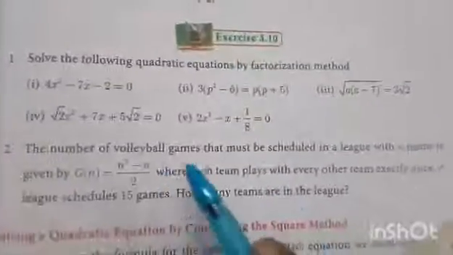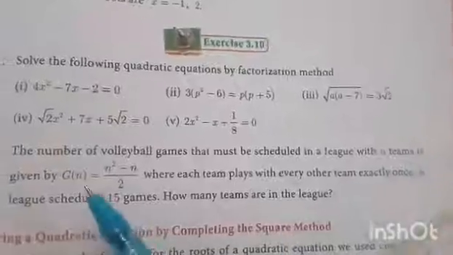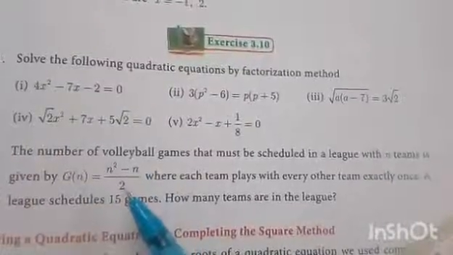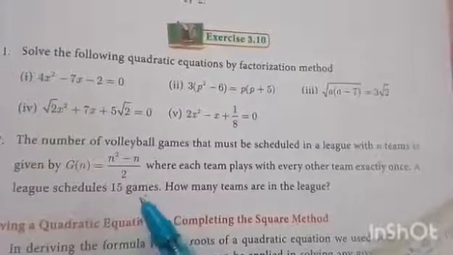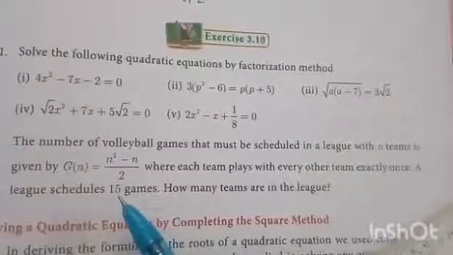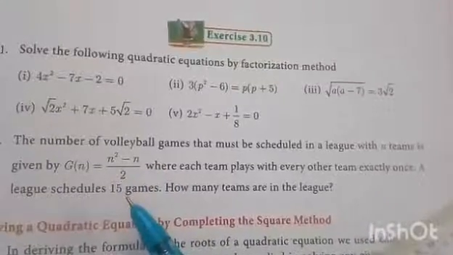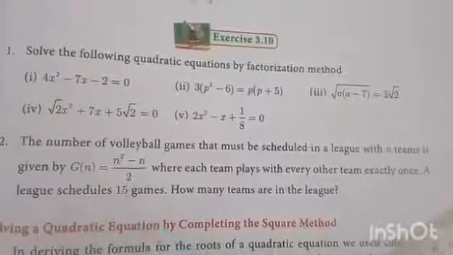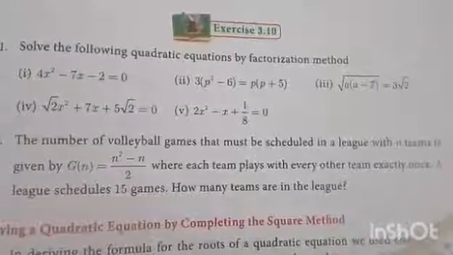Students listen. The number of volleyball games that must be scheduled in the league with n teams is given by n square minus n by 2. Also given, the league schedules 15 games. Totally the schedule is 15 games. So n square minus n by 2 equal to 15. Then using these two you have to make one quadratic equation, then solve by the factor method.